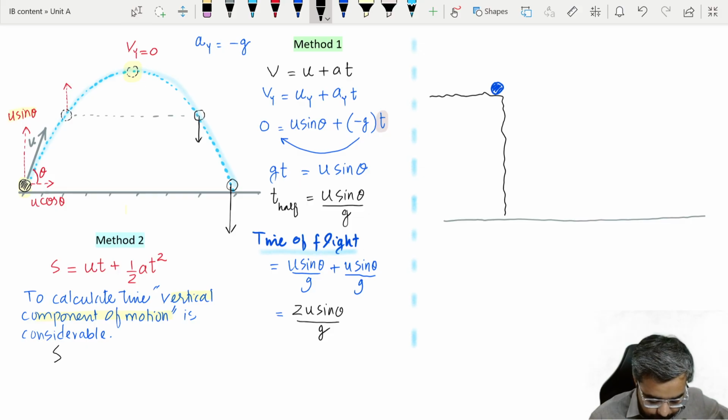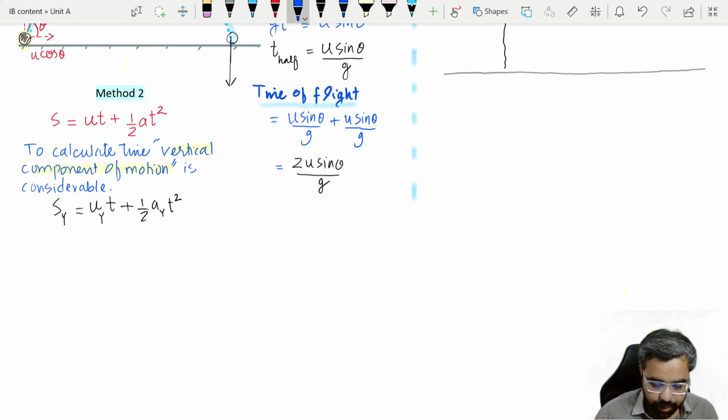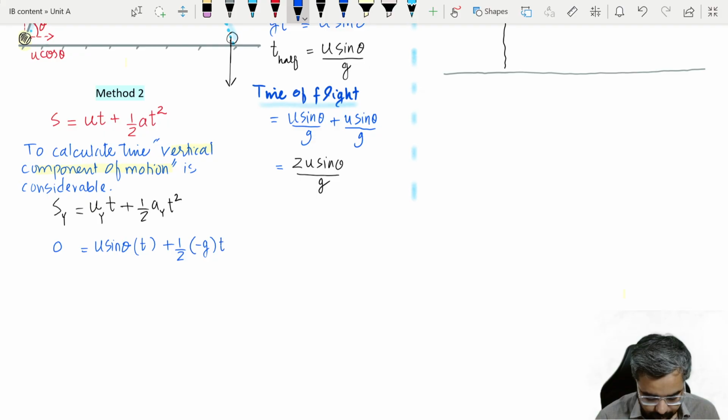So let's write our equation for the vertical component of motion. That is s equals initial velocity times the time t, plus 1 over 2 a t square. So we are applying the equation of motion. What is important is what final position you are taking. I had already explained that the final position is the ground, so it should be 0, because the vertical displacement is 0, and the initial velocity is obviously u sine theta. The time is t, plus 1 over 2 into negative g into t square.